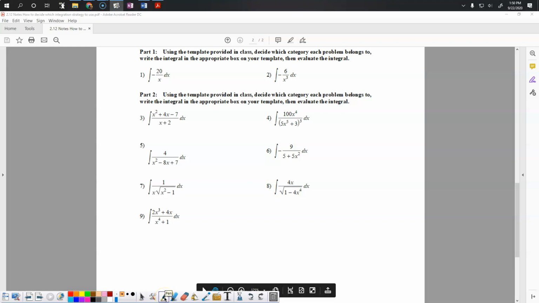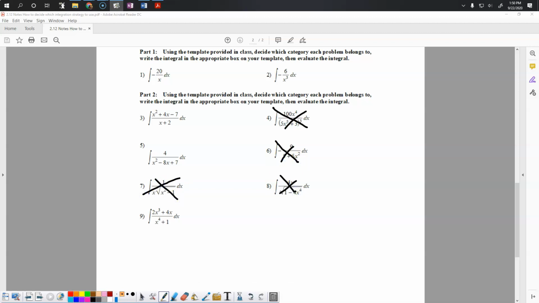Well, not surprisingly, we could ignore this one, this one, this one, and this one, because we've already done all those, so we're just left with these three here. So which one is which? Well, let's take a look at number 3. So we have a polynomial on the top with a power greater than the bottom. This is our long division problem.